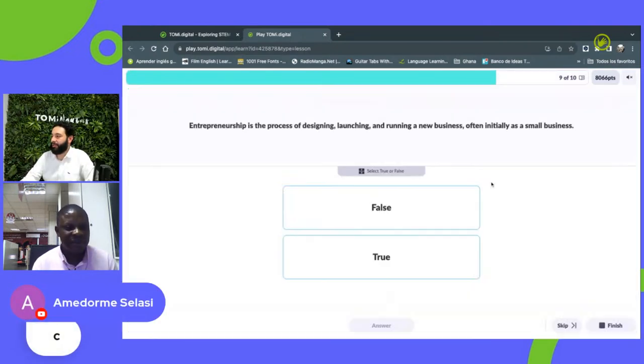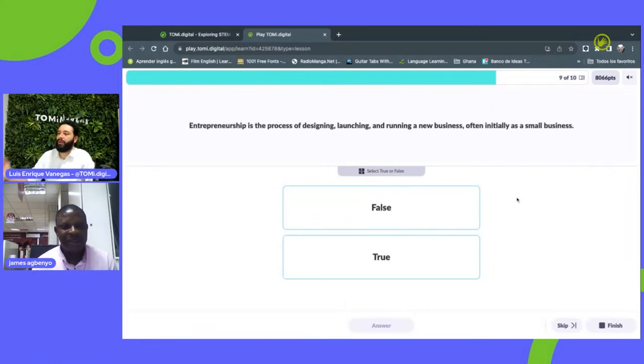True or false? There's a true or false question here. Entrepreneurship is the process of designing, launching, and running a new business, often initially as a small business. So this may not seem to have a lot of connection with education, but I think it actually does. What do you think, Mr. James?